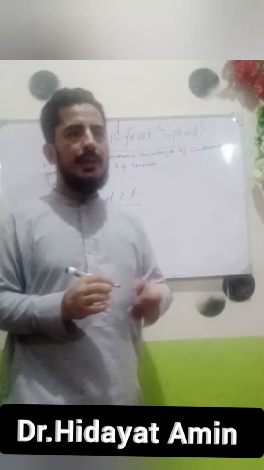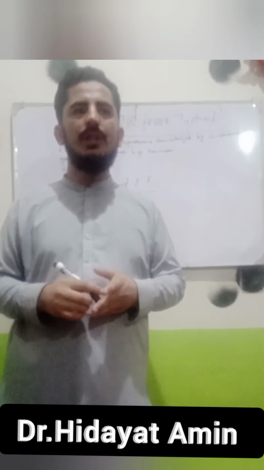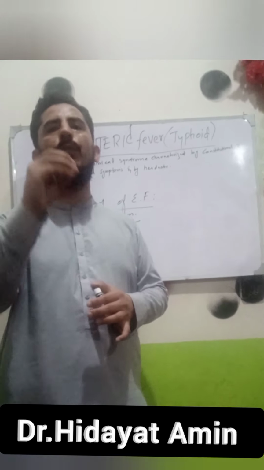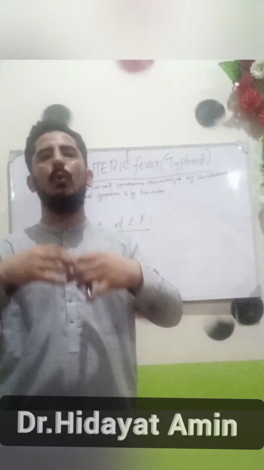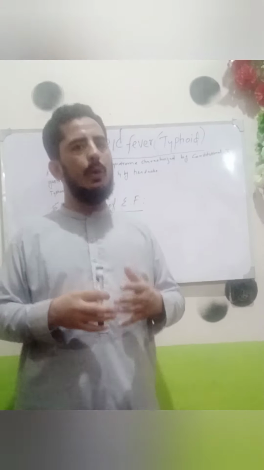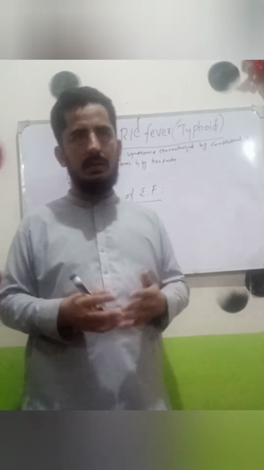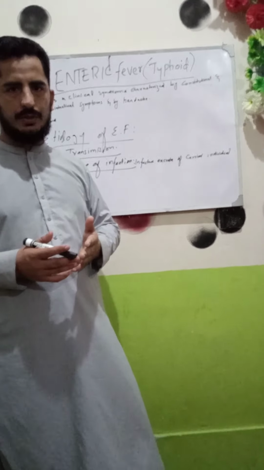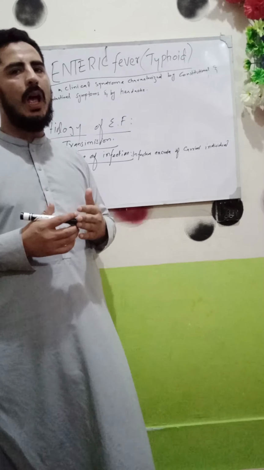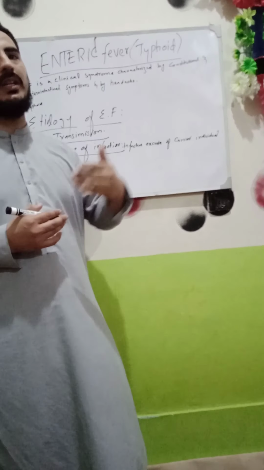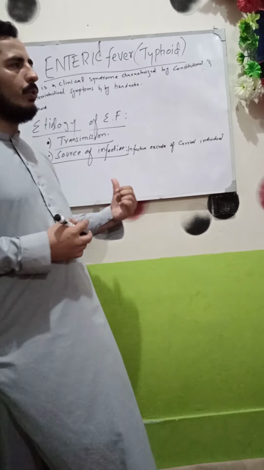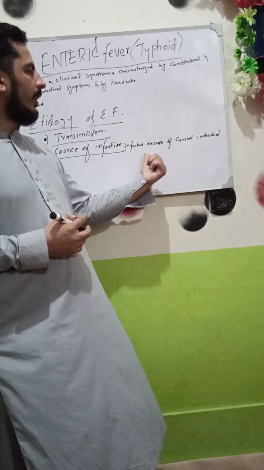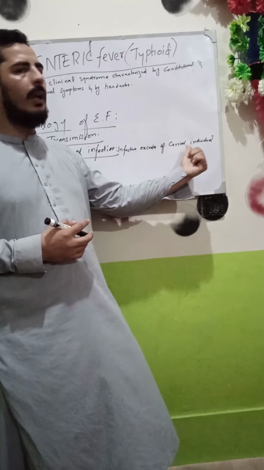They are transmitted through contaminated food, oral fecal route. Oral fecal means through contaminated food, water, milk, and so on. After transmission, we discuss the source of infection, through which source they spread. So we say the source of infection is the infected excreta of carrier individuals.